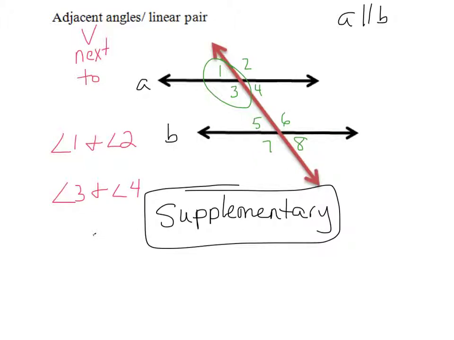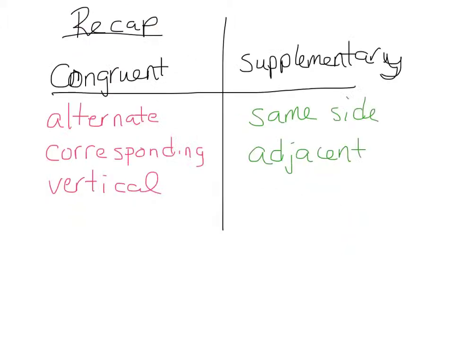Adjacent angles are supplementary, and if you think about it, these are angles that make a straight line, and we know a straight line is 180 degrees, so adjacent angles add up to 180 degrees. So if angle 1 is 60 degrees, that means angle 2 is 120 degrees. That also means angle 3 is 120 degrees.